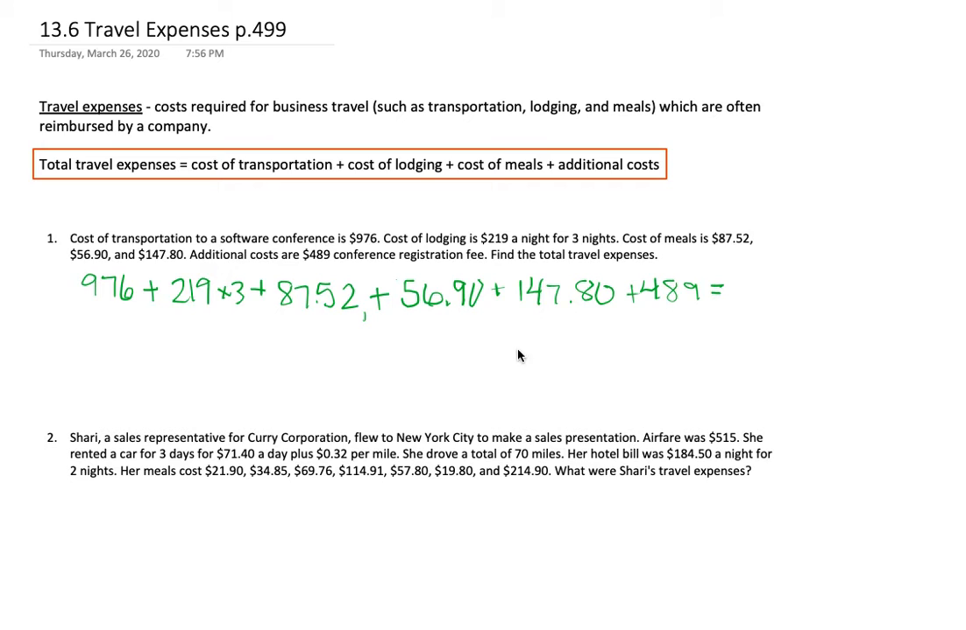So we just want to add those up. And if you have a scientific calculator, you can just go straight through it. If you don't, make sure you do this part first, figure that out, and then add them all up. When I do that, I get $2,414.22. So that would be my travel expenses, and I would hope that I get all that reimbursed.